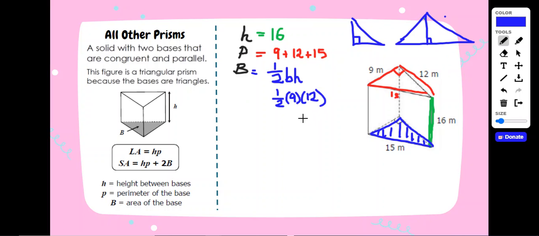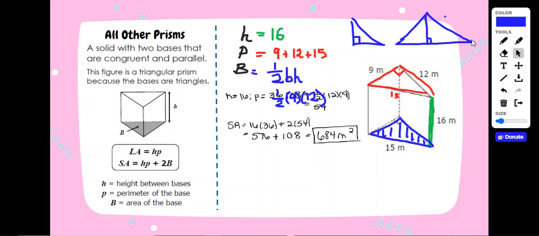Okay? So now that I have all of this information, we can easily just plug this into our formula to solve. Okay, we have surface area of height times perimeter plus our area of the bases, and you'll notice it's 2 times 54, or our area of the base. Here's our height, and here's our perimeter. It should work out to 684 meters squared.